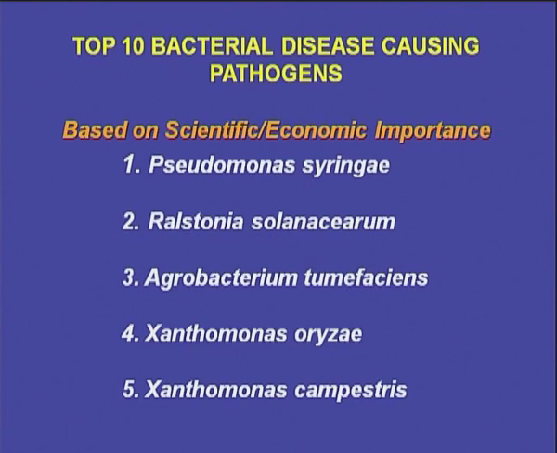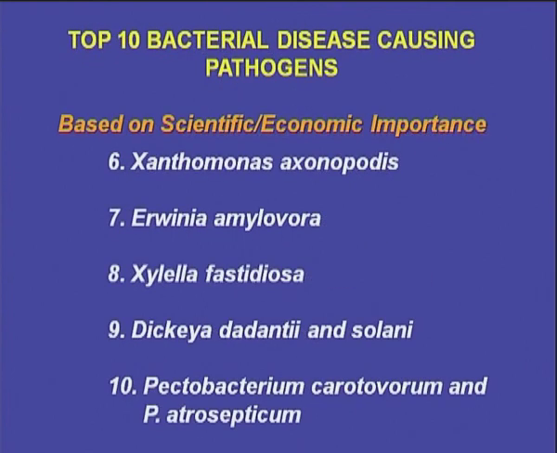So, I am here showing you which are the 10 bacterial disease causing pathogens which are very important all over the world. They are Pseudomonas syringae, Ralstonia solanacearum, Agrobacterium tumefaciens, Xanthomonas oryzae, Xanthomonas campestris, Xanthomonas axonopodis, Erwinia amylovora, Xylella fastidiosa, Dickeya dadantii and Dickeya solani, and lastly Pectobacterium carotovorum and Pectobacterium atrosepticum.